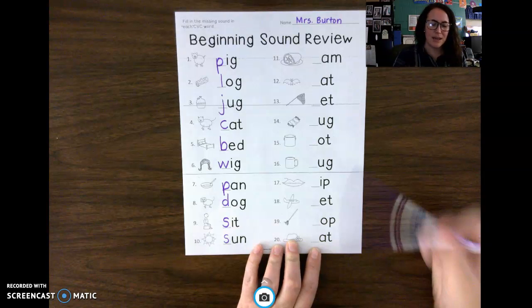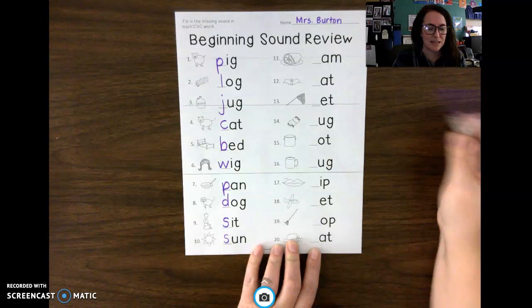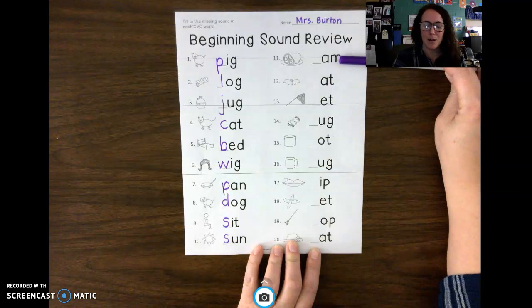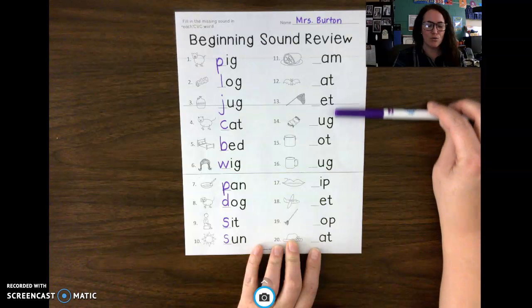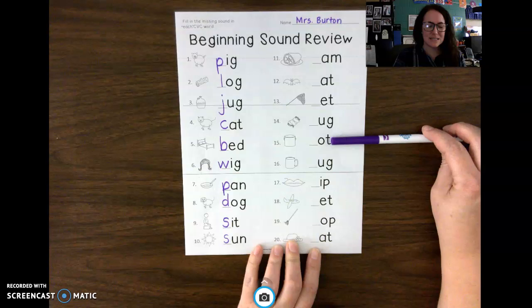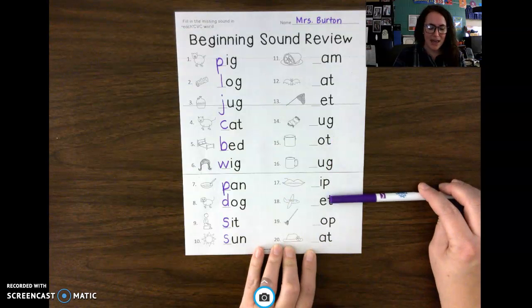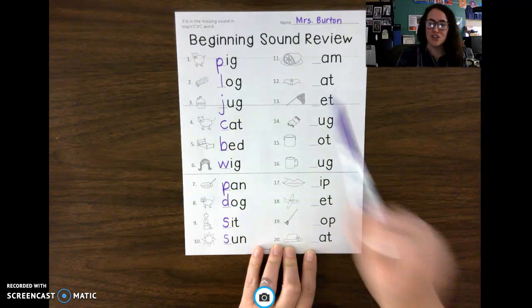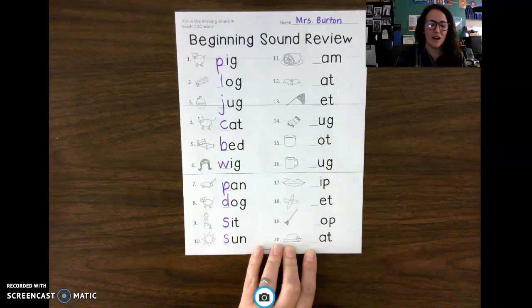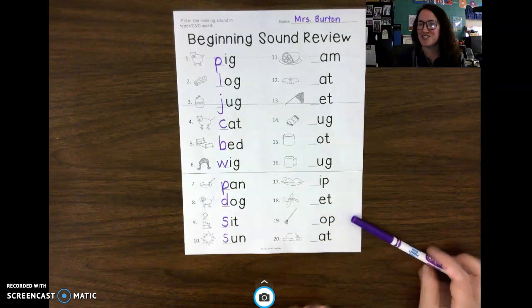All right, you're going to keep going, and you're going to say each picture and listen for the sound you hear at the beginning and write that letter. I'm going to tell you the names of these pictures in case you're not sure what something is. You've got ham, bat, net, rug, pot, mug, lip, jet, mop, and hat. You're going to say each word, think about the sound you hear, and write the letter for that sound. And when you've done that for this whole column, you can go back and color your pictures. Good luck!